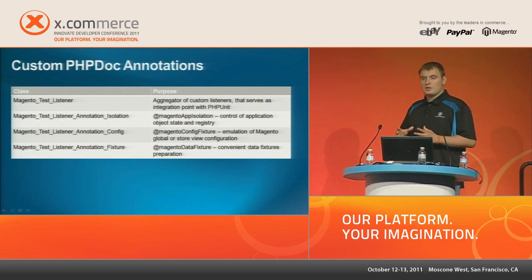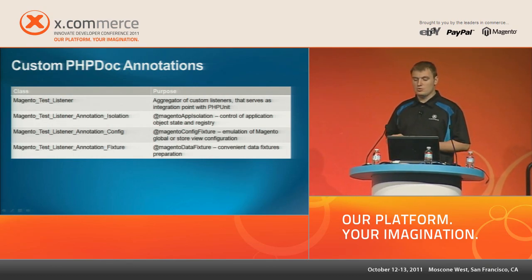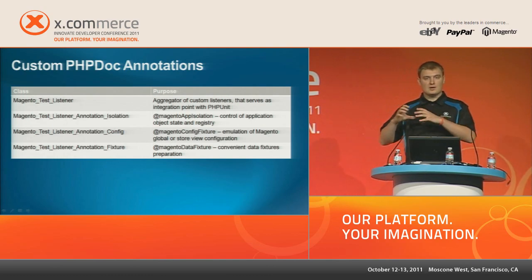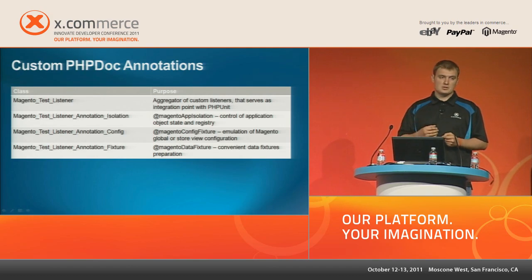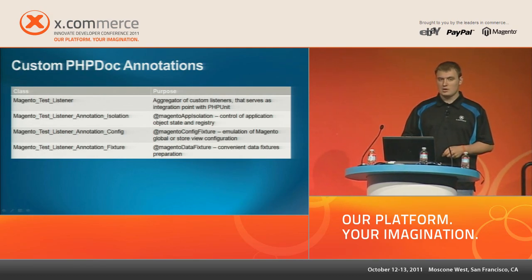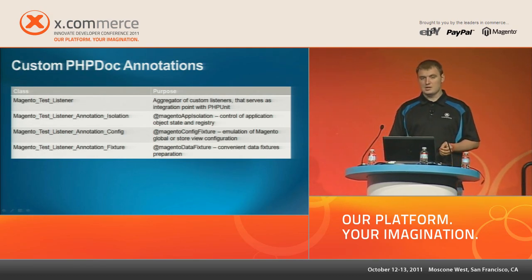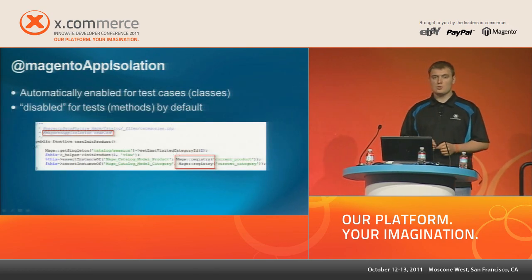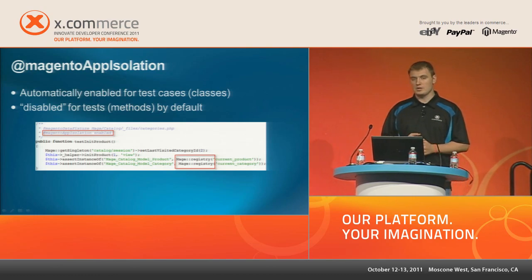As you may know, the PHPUnit framework utilizes PHPDoc annotations to execute additional instructions. So basically PHPDoc is sort of executable code in PHPUnit. So the Magento Test Listener aggregates a few other customizations that implement custom PHPDoc directives, which work for testing Magento-specific features. The first one is the Magento app isolation annotation.